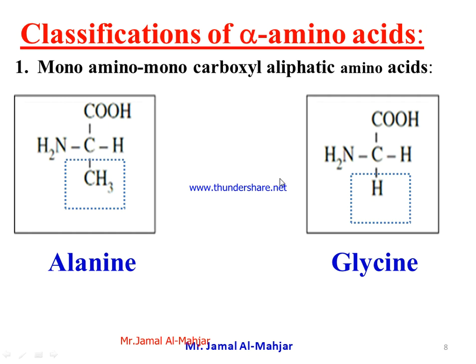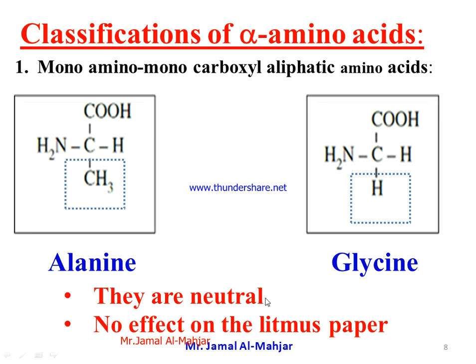In this case, they are neutral. Why? Because the properties of the amino group cancel the acidic group and vice versa. It means the carboxyl group cancels the properties of the amino group. So they are not acids or bases, so they are called neutral compounds, because acid cancels base and base cancels acid. So no effect on what? On the litmus paper. They don't change it to blue or to red.